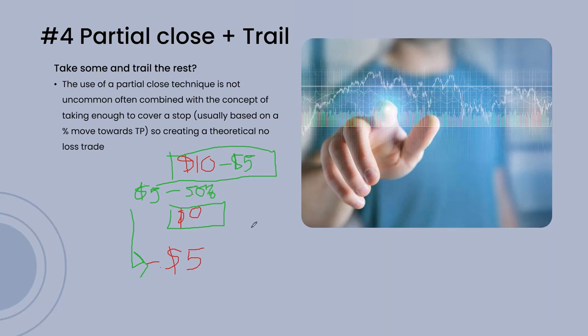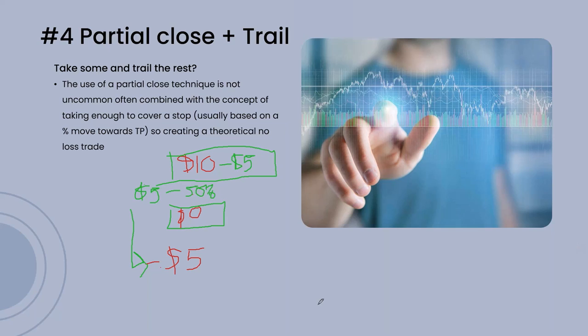Okay, so does that make sense? Say yes if it does. So if you're halfway to your take profit, you take off half of it, that covers your stop. So your worst scenario is you don't lose anything in terms of what you originally invested. The best scenario is you make your original take profit minus what you've taken off the table. So that's what people are taught.